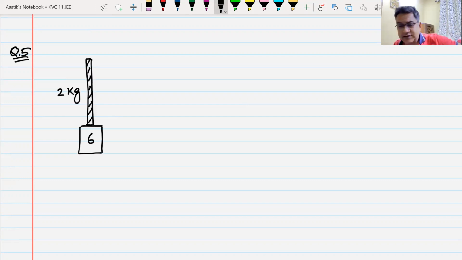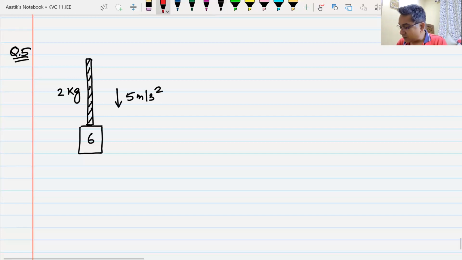A block of 6 kg mass is attached to a rope of 2 kg. Now this entire thing is moving downwards with an acceleration of 5 meter per second square. Do we understand this? You have to find out the force or tension at the highest point of the string and tension at the lowest point of the string.